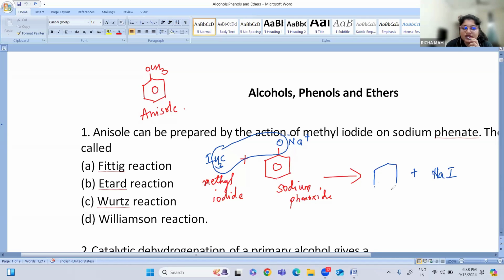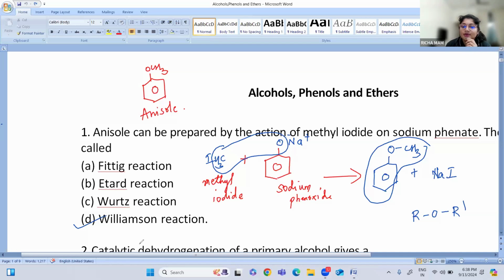So which is this reaction? Yes. So the reaction mechanism. Okay. So what is formed here? This is one OCH3. So is it resembling like an ether, ROR dash? Yes. So which is the reaction here? It is a Williamson reaction.